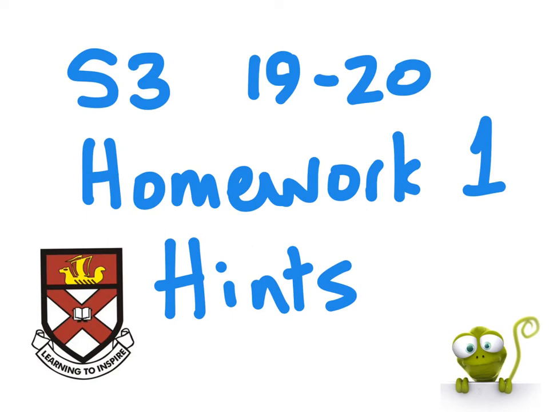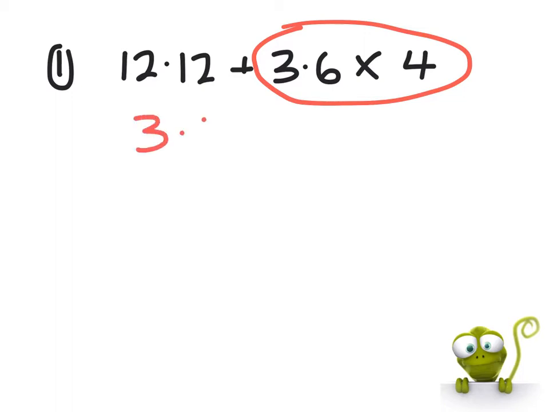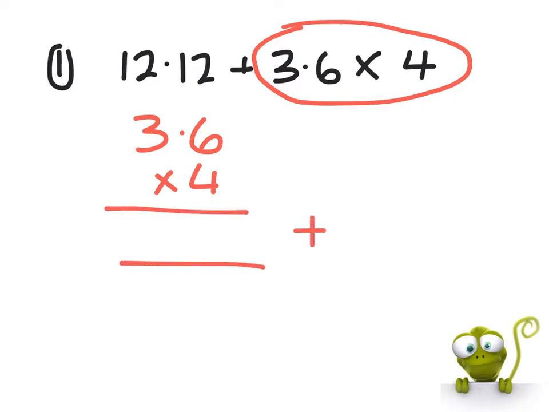Okay guys, here we go with hints to the first homework sheet. First question's a wee BODMAS question for you. Remember, BODMAS says that we have to do the multiplication before the addition and subtraction. So the first stage I'm going to do with this question is 3.6 times 4. I'm going to get the answer to that, and then I'm going to add on the 12.12.